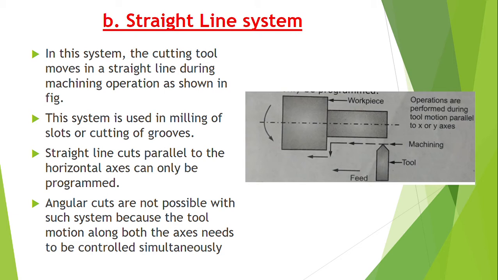Straight line cuts parallel to the horizontal axis can only be programmed. Angular cuts are not possible with such a system because tool motion along both axes needs to be controlled simultaneously. A system which can perform straight line cuts can also perform point to point movement.